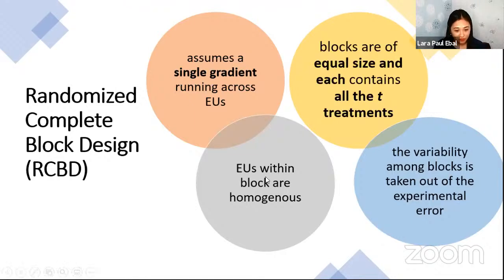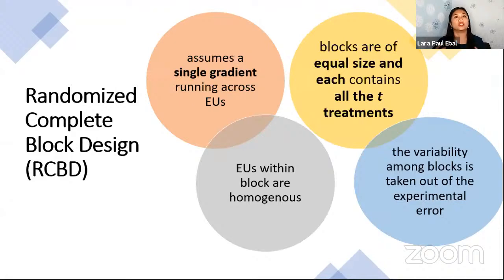And then the experimental units within a block are homogeneous. You expect that in one group or in one block, the conditions, for example, the variety or the type of soil, are homogeneous. Under homogeneous condition yung experimental units. And then the variability among blocks is taken out of the experimental error.